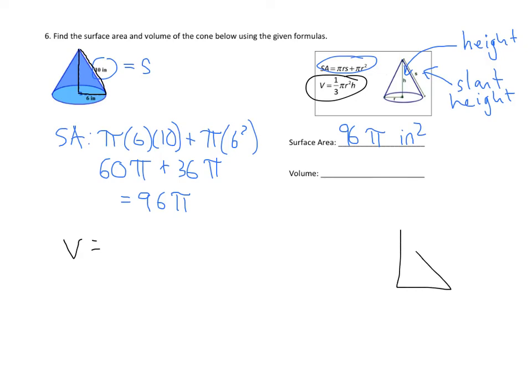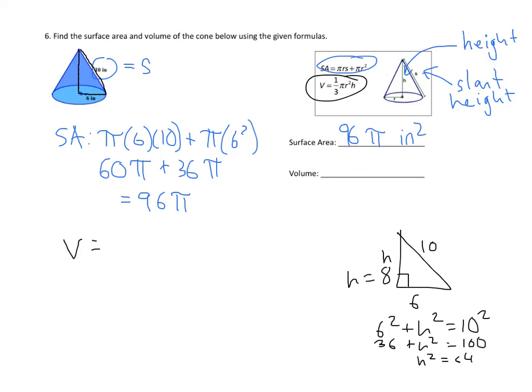So I've got this right triangle, bottom 6, hypotenuse 10, and I use the Pythagorean theorem. Let's call this h. 6 squared plus h squared equals 10 squared. We get 36 plus h squared equals 100. Subtract 36 from both sides, h squared equals 64. Square root that and you get h equals 8. And you might have recognized the 6, 8, 10 Pythagorean triple. So we get 8 for the height of the cone.